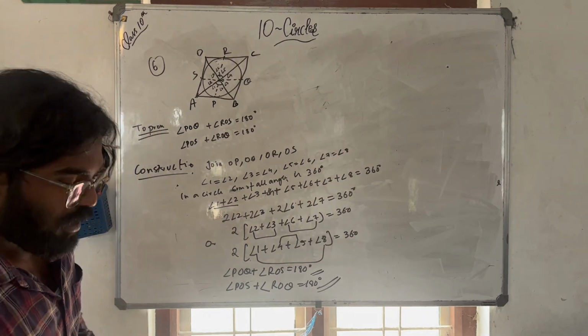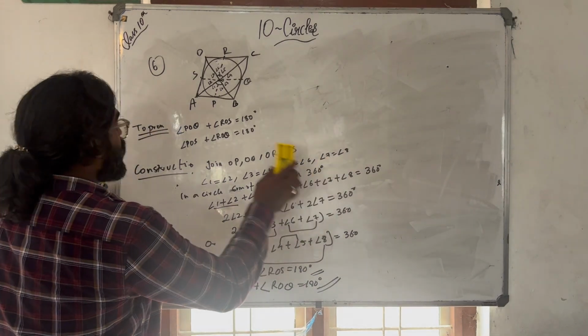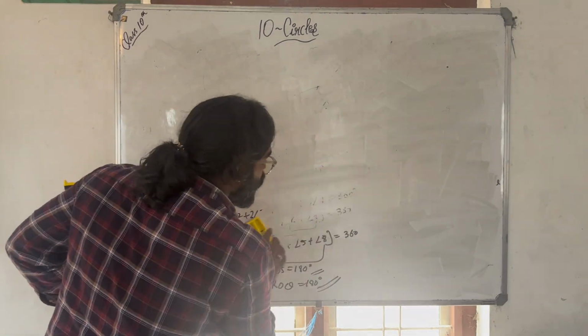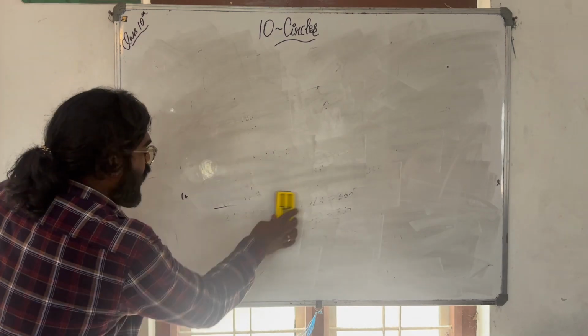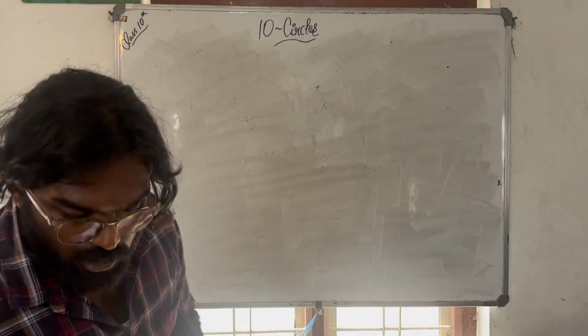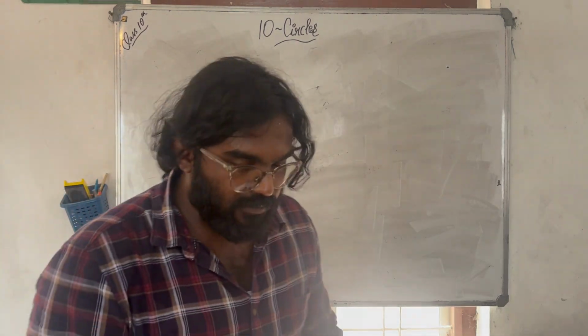So this one is the important thing. The sum of all angles around a point is 360 degrees. You need to know that. And to prove whatever, it is not necessary. In the majority of books it is angle 1 plus angle 2 or something like that. We'll go to the next question.